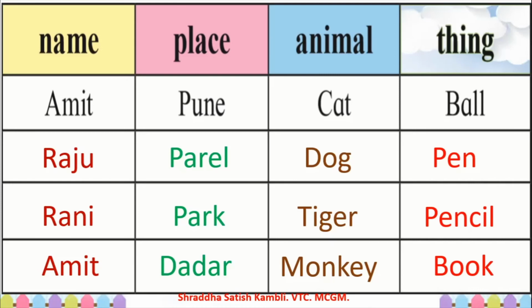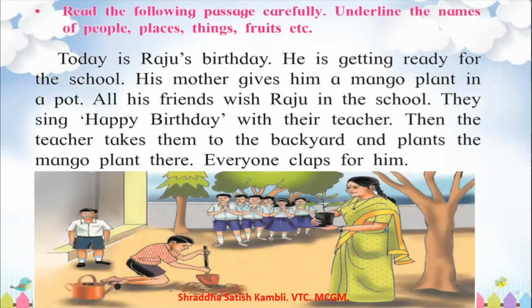Now children, in this lesson there is an exercise where they give you a small paragraph and you are supposed to find out the naming words in that paragraph. So come on, let us try to do that also, since now we know what naming words are. We can always find naming words in a paragraph also. So see, this is the paragraph. Let us read it first carefully. They've asked us to read the passage carefully, and underline the names of people, places, things, fruits, etc. So today is Raju's birthday.